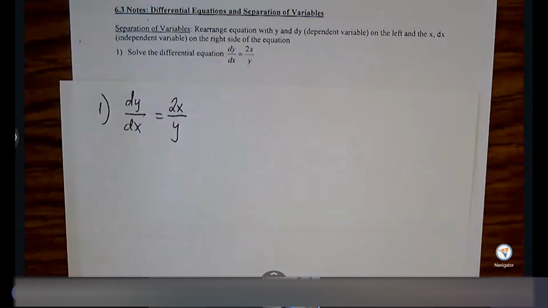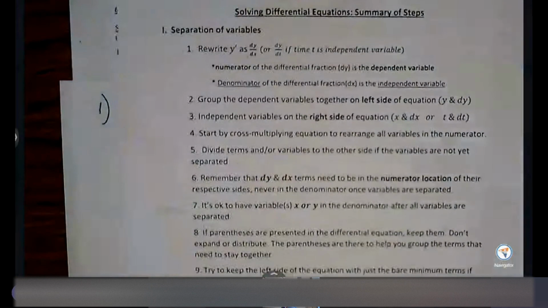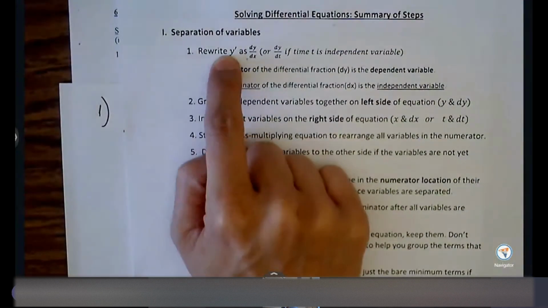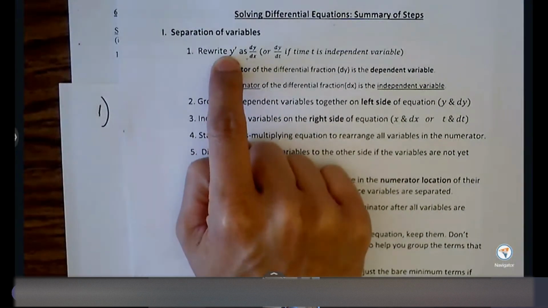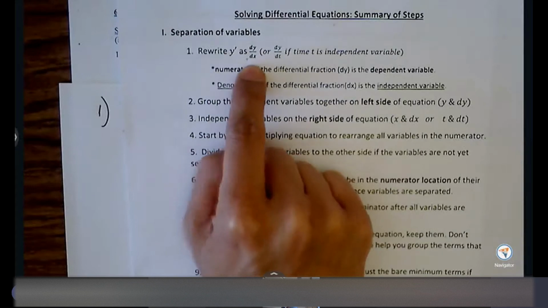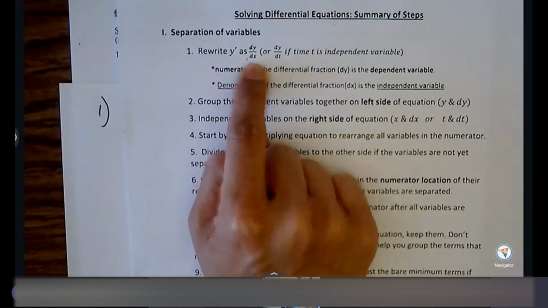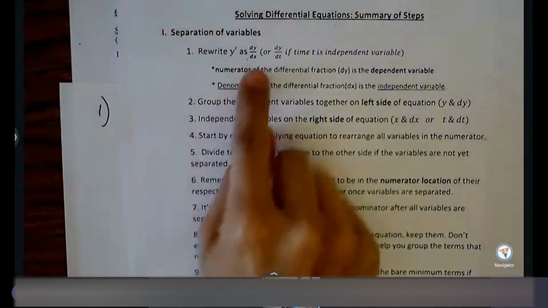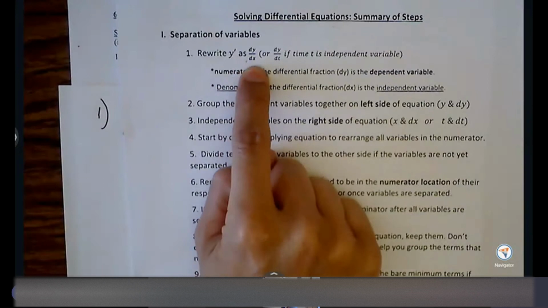Let me just point out a few things here, some background information as we begin this process. If you see y prime, I know we don't see it in this one, but if you see y prime, we want to put it in a more descriptive form so we can see where the variables are. So if you see y prime, we're going to rewrite it as dy dx, or dy over dx. This one we don't have to, but the next one we may have to do that.